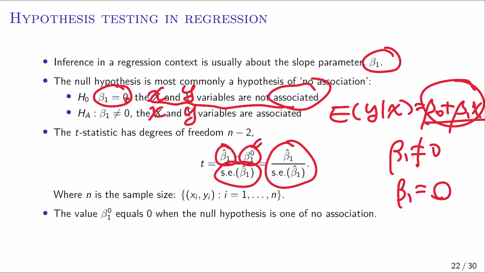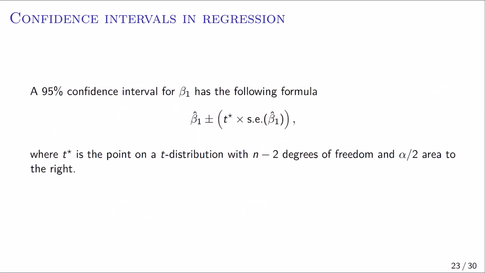Because beta 1 naught equals 0, beta 1 hat minus 0 is basically beta 1 hat, right? And this t statistic under the null hypothesis has n minus 1 degrees of freedom and is a t distribution. Then the 95% confidence interval for beta 1 is beta 1 hat, the estimate, plus or minus this term as the margin of error, right? This margin of error is exactly similar to what we had for the estimation of the mean, remember?